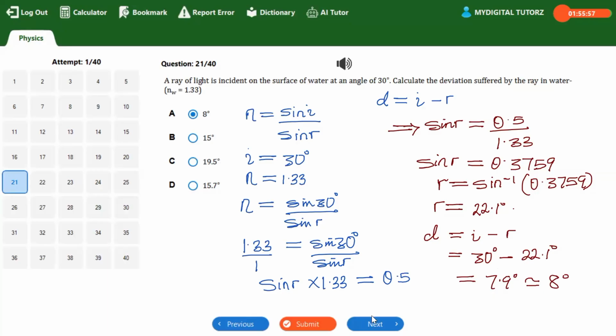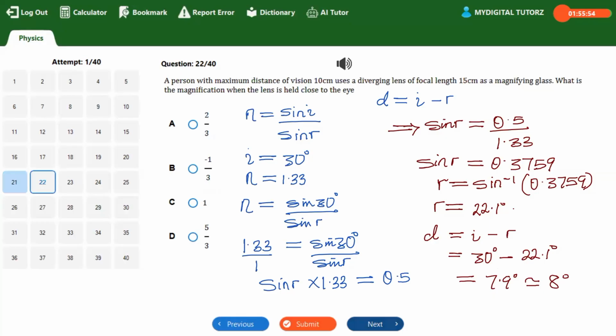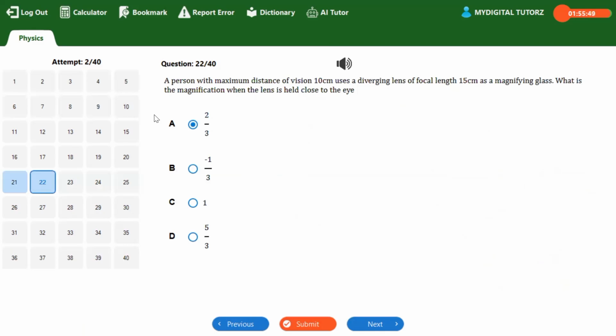So the next question is question 22. Question 22 says, a person with maximum distance of vision 10 centimeter uses a diverging lens of focal length 15 centimeter as a magnifying glass. What is the magnification when the lens is held close to the eye?